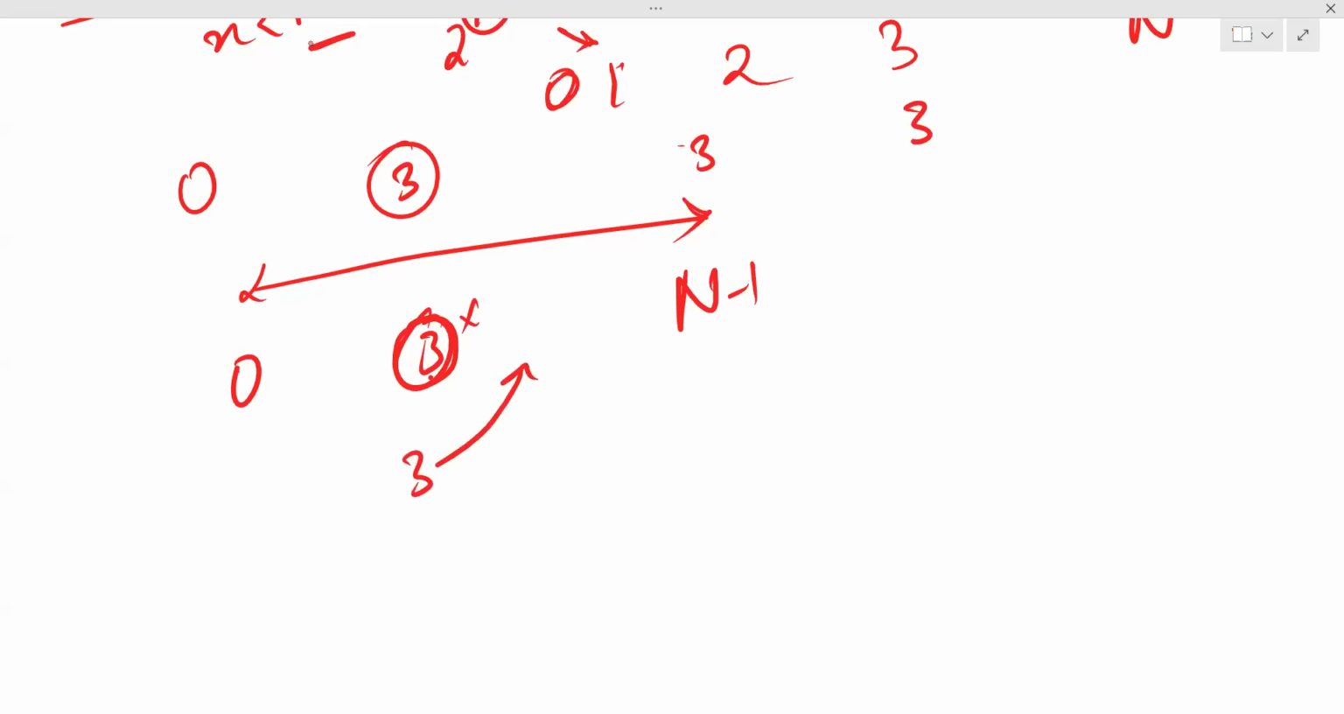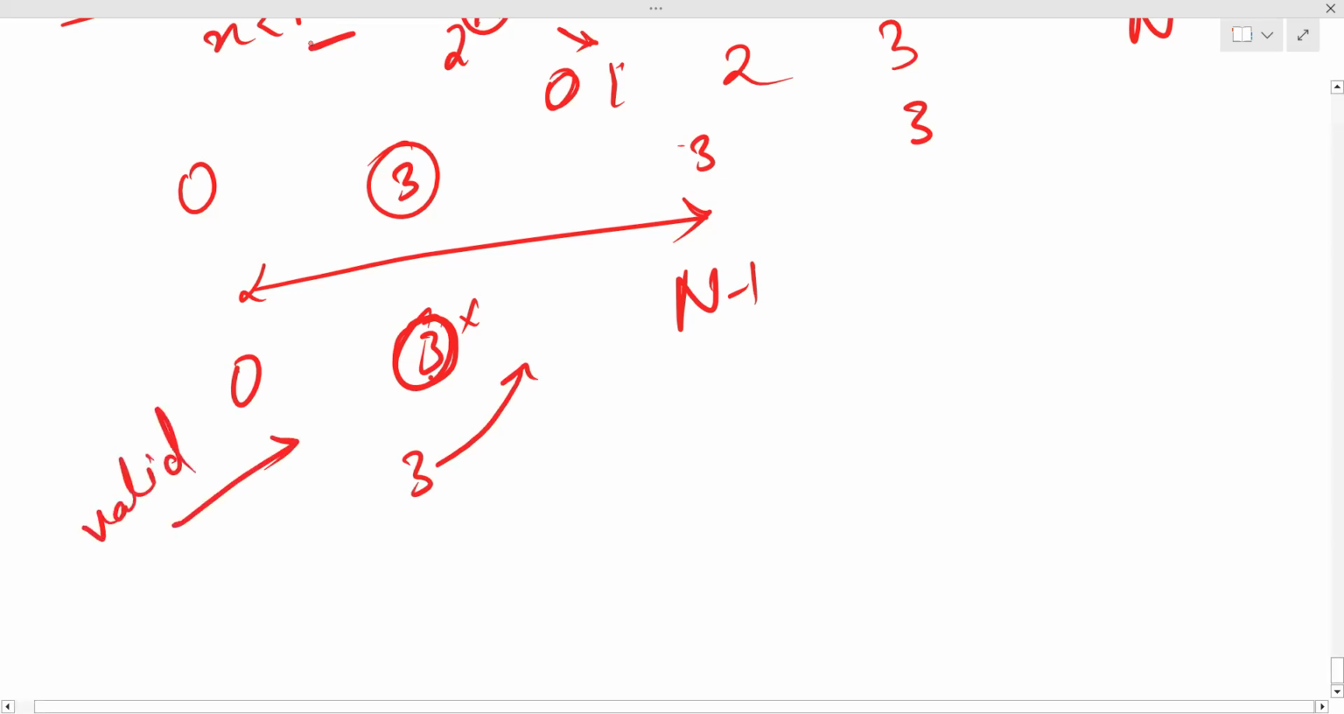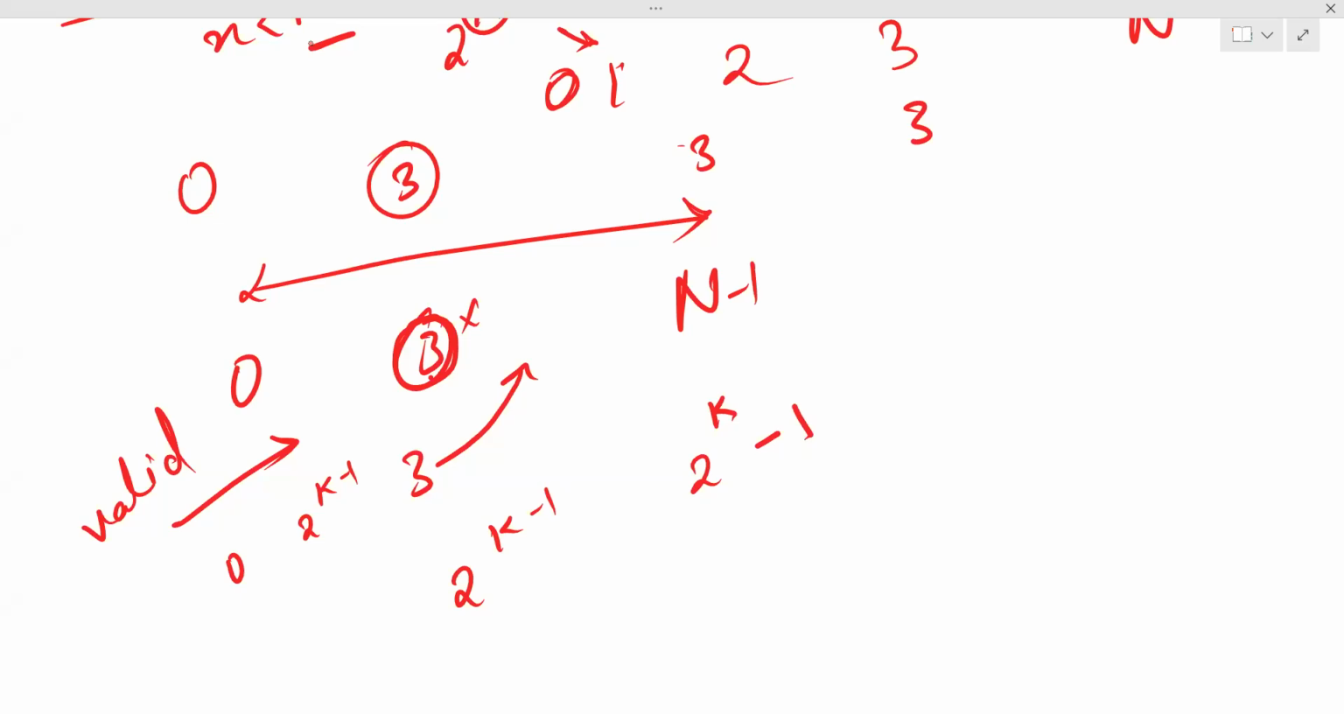So in this case, this is not valid if x is between 0 and 2 to the power k minus 1. So what about if my x is between 2 to the power k minus 1 and 2 to the power k minus 1? This is also the same. If I have something like this, I'll always get this thing, which has the most significant bit, that is the k bit. I'll always get something like this. Why?